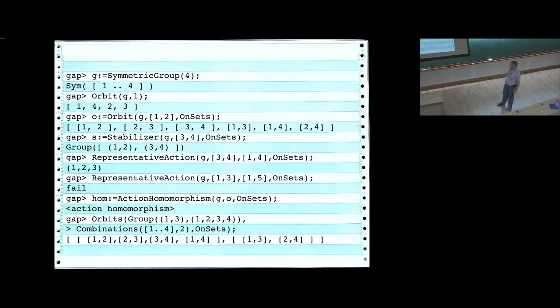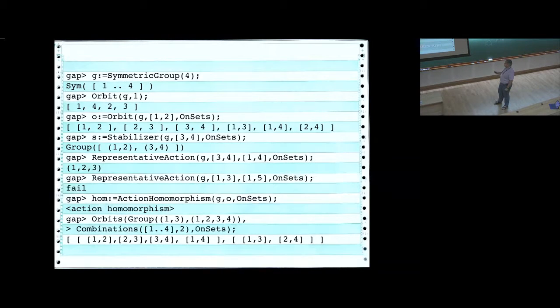I could specify another action. Let's say I want sets of order 2 and I want to act on these sets by simply acting on the elements of the set individually. If I take the set 1, 2, I can calculate the orbit and I get these 6 images, right? 4 choose 2 is 6. These are the 6 images.